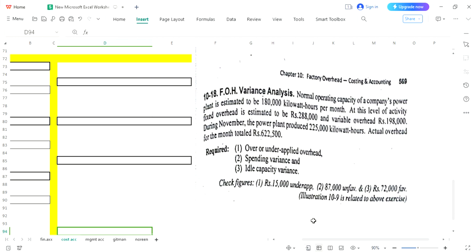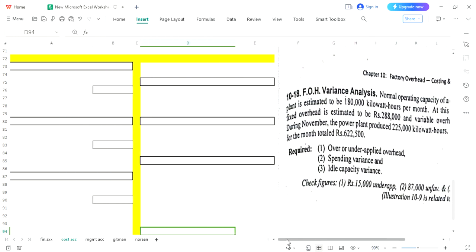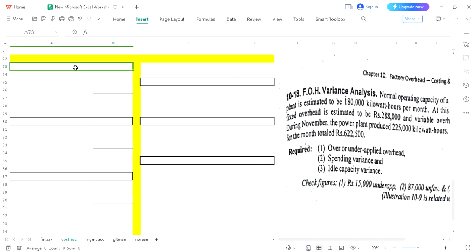Here we have the format which we have already understood, and as usual, whatever we did in question number 10.17, we will be doing the same thing over here. The first requirement is the overall variance, which is also called total variance. As you know, when you want to calculate total variance, it is between actual FH and applied FH. After which we will decide its variance, and secondly we will decide whether it is under or over applied.